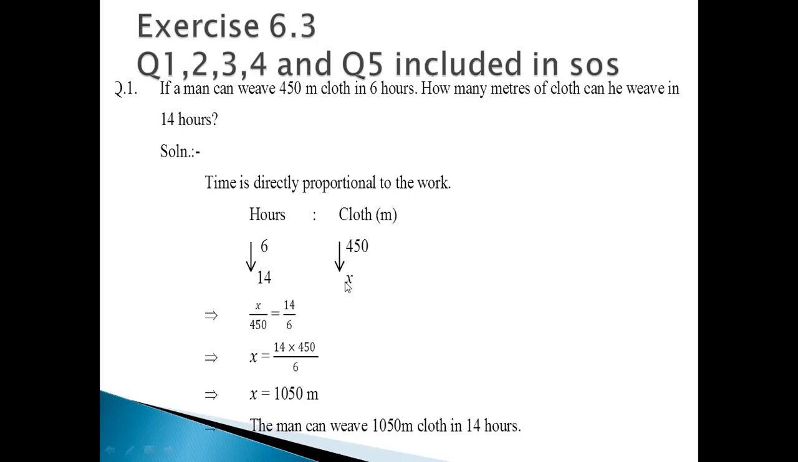So greater is X, X divided by 450, and 14 divided by 6. 450 is divided with X. You are going to find the value of X when you shift it to the other side, so automatically it will be multiplied. So 14 multiplied by 450 divided by 6. So you will get the value of X, that is 1050 meters. So this is for 14 hours. So automatically you find the value of cloth in meters for 14 hours. So this is the required answer. You write the answer like this.